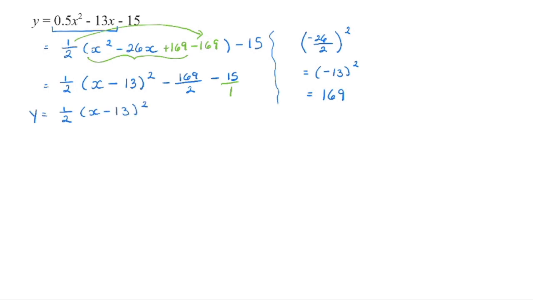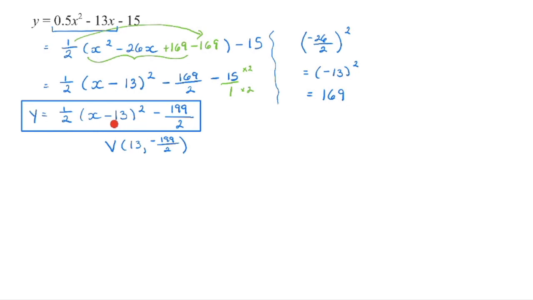I need a common denominator. I can see my lowest common denominator is going to be a 2. So I'm going to multiply both of those by 2. And then I know that my denominator is going to stay the same. So that's going to mean my denominator is 2. This is going to become -15 times 2 is -30. -169 minus another 30 is going to give us -199 halves, which remember is going to give us the coordinates of the vertex for that parabola.